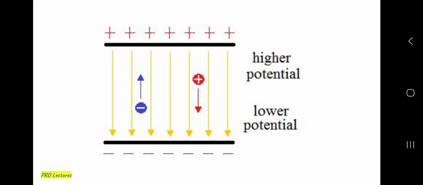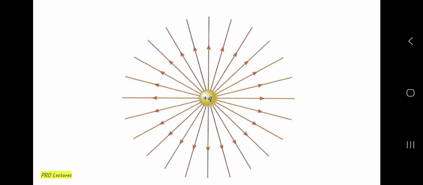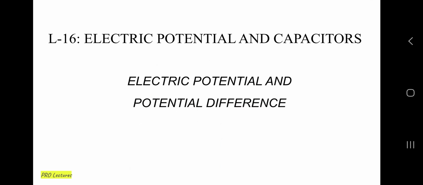Now imagine a positive test charge placed in an electric field. The charge will naturally move in the direction of electric field. This behavior tells us that the electric field and electric potential are closely related. In this video, we'll cover electric potential and potential difference. First, let's try to understand the meaning of electric potential at a point.